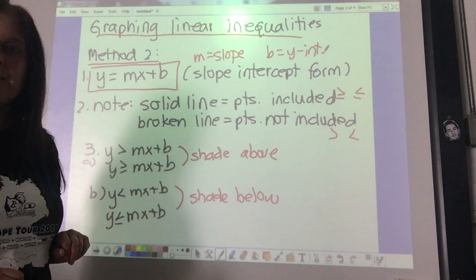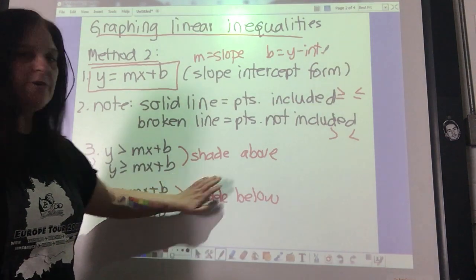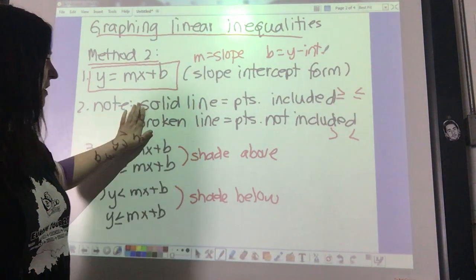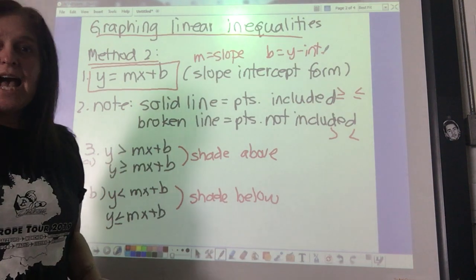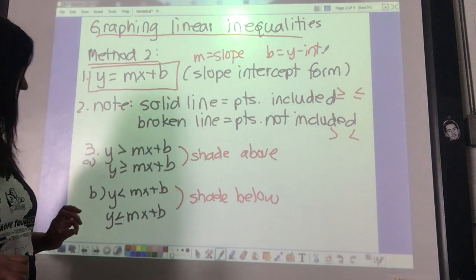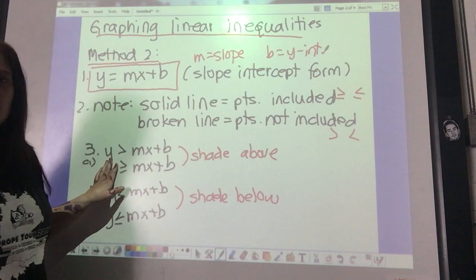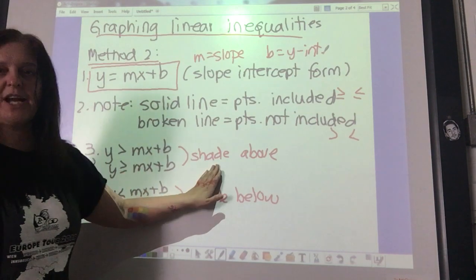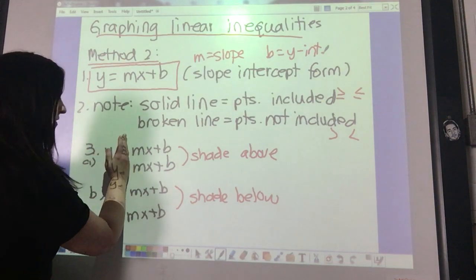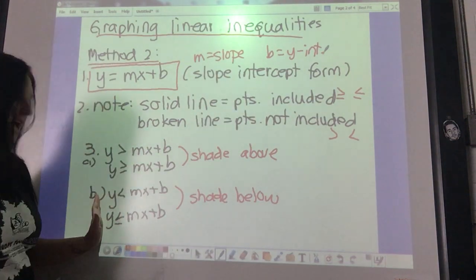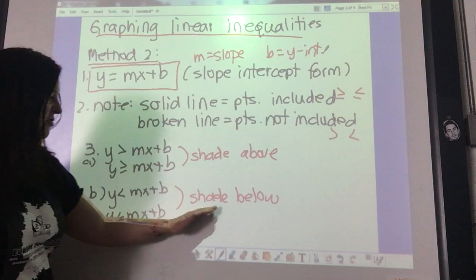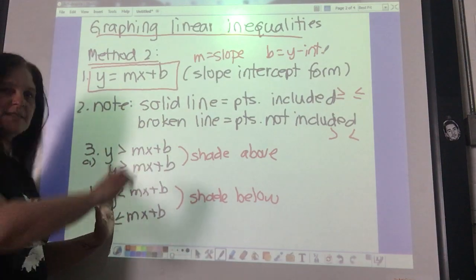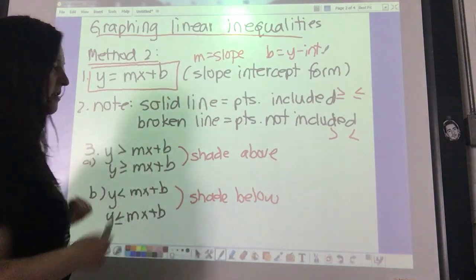So how do we show which answers we include? We shade. We either shade above or we shade below the line that we drew in step 2. How do we know? If you're using method 2, if you have it in slope-intercept form, if your y value is greater than or greater than or equal to, then you would shade above. That makes sense. Y is greater than, shade above. If you have it less than or equal to, you shade below. Makes sense. If y is less than, you shade below. If y is greater than, shade above.